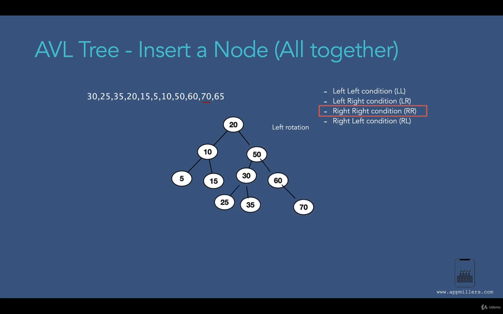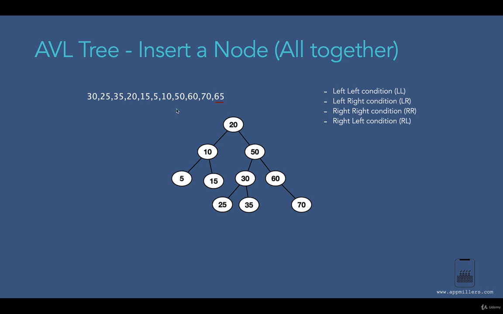Now in this case it's going to be like this. So as you can see, the right child of 30 was 50, which becomes the parent node, and 50's left child becomes the right child of 30 over here. Now after doing left rotation we can easily see that this tree is balanced over here.